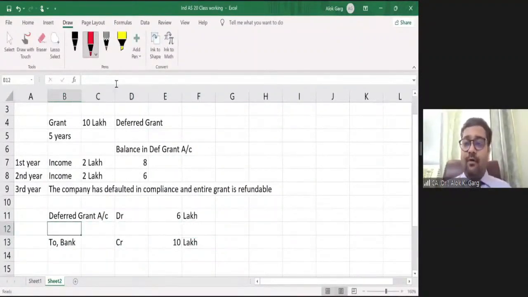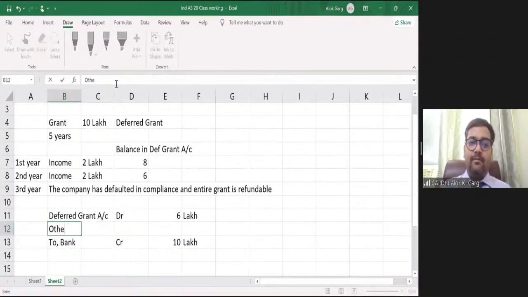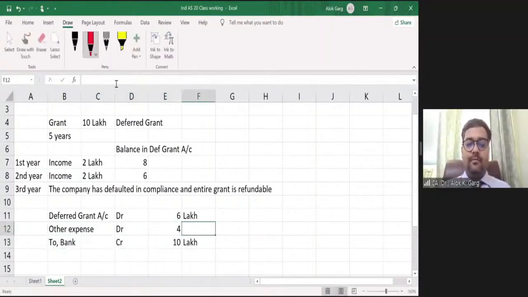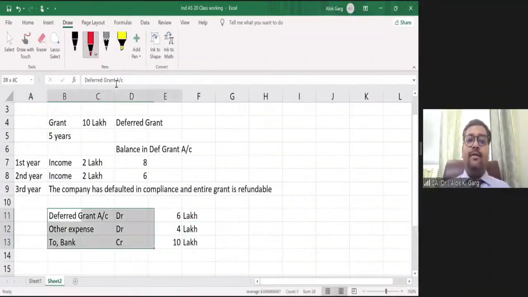And where will the difference go? So of course, what is the difference? This 4 lakh rupees, this difference will go to other expense. Four lakh. Okay. I hope this accounting entry is clear to everyone.